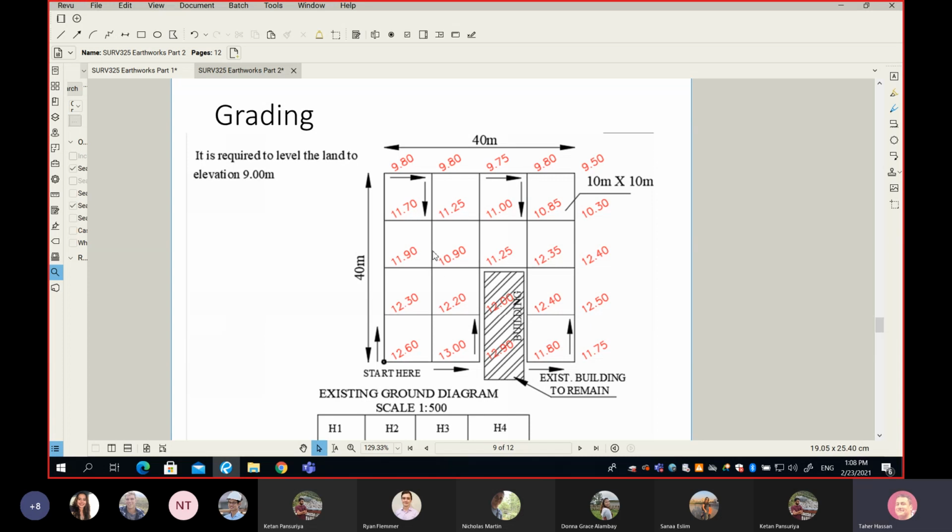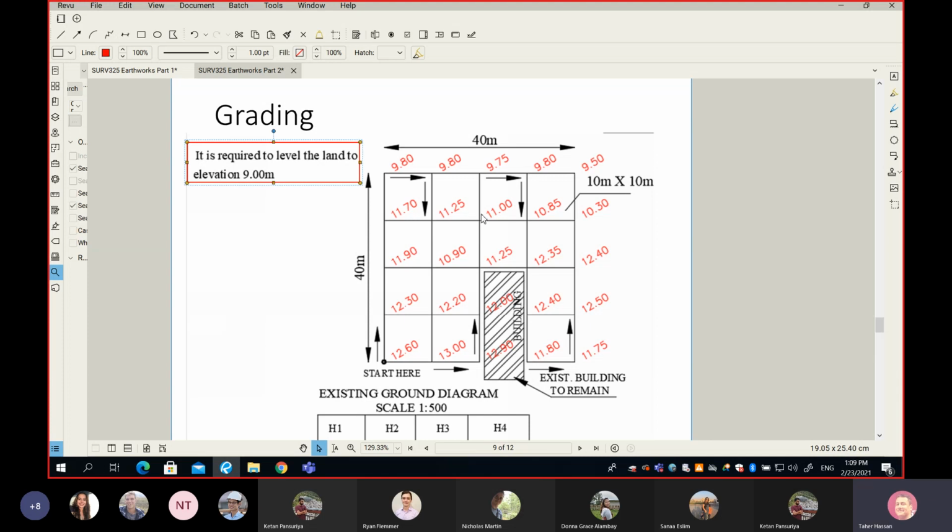I want to show you what's happening here. So here is our area, and we have a building that is existing and to remain. I want to grade the area around the building to elevation 9. Please watch this. Our final elevation after we finish the grading is 9, and we want to find how much volume I am going to generate based on this grading.